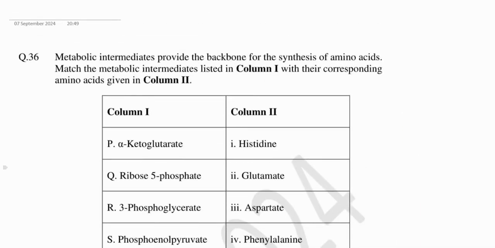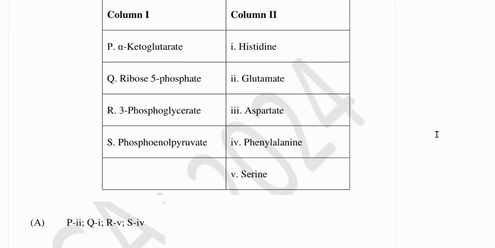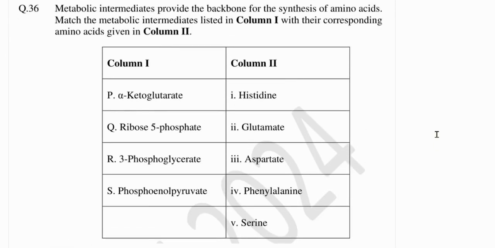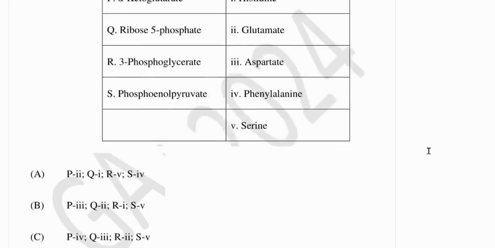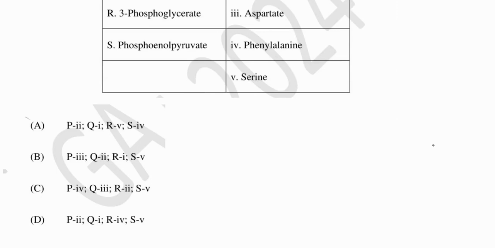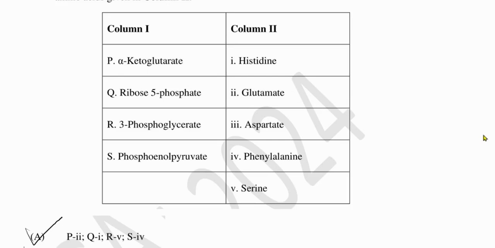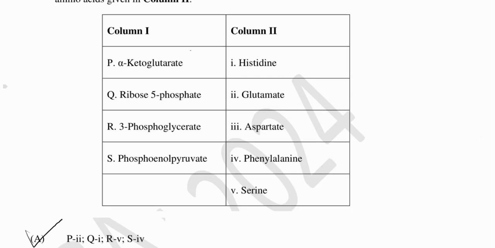Yes, the metabolic intermediates provide the backbone for the synthesis of amino acids. Match the metabolic intermediates listed in column 1 with their corresponding amino acids given in column 2. For this question, I prefer you to know which amino acids are being synthesized from these metabolic intermediates by looking at the different cycles. So here the correct answer is option A, which means alpha ketoglutarate is involved in the synthesis of glutamate.